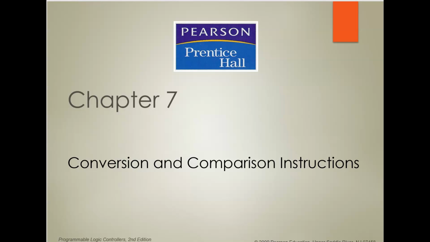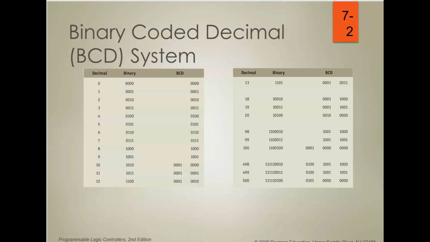Hi everyone. Today I want to start chapter 7, which covers conversion and comparison instruction. But before I start talking about conversion and comparison instruction, we need to learn about the binary coded decimal system, which is a number system. And this number system is basically a binary number system, and it has a very easy conversion process between decimal and binary coded decimal. We need to learn this number system before learning about conversion and comparison instruction and why we need these instruction at all.